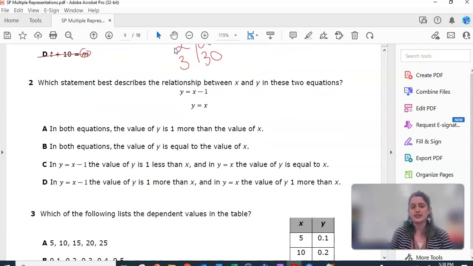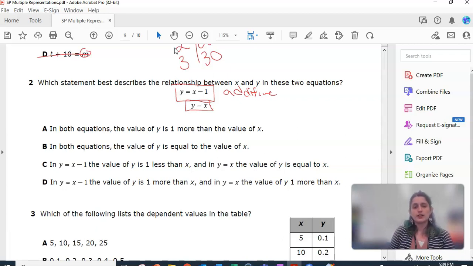Here we have an additive relationship. Even though it looks like it's subtracting, that is additive. And to be perfectly honest with you, I don't know what to call this type of relationship because there's neither adding nor multiplying there. That's just a relationship. Now let's choose our answer.